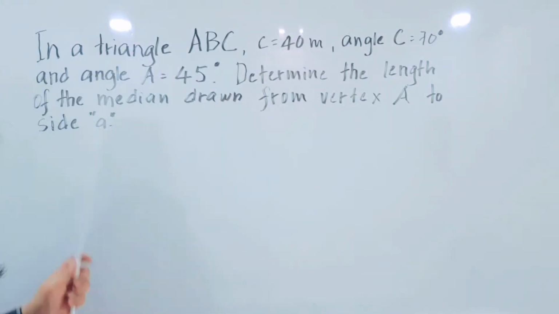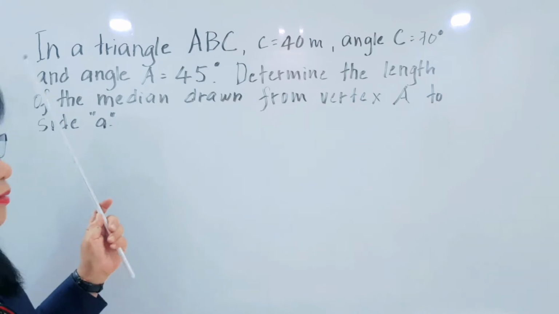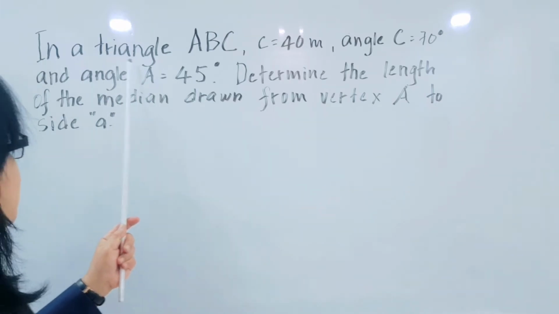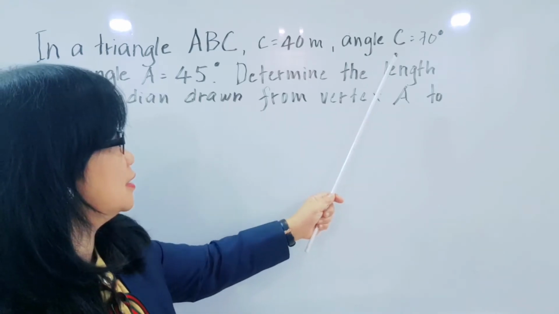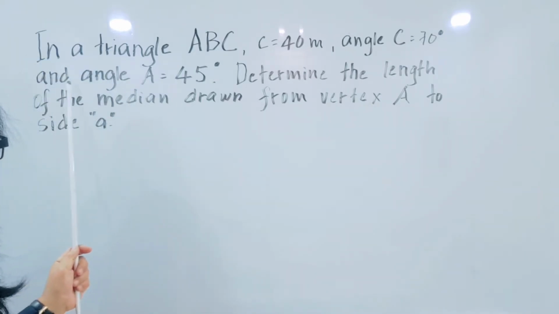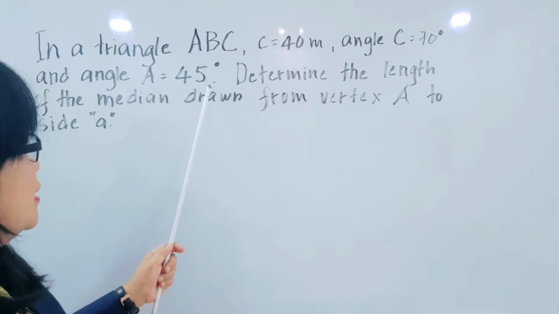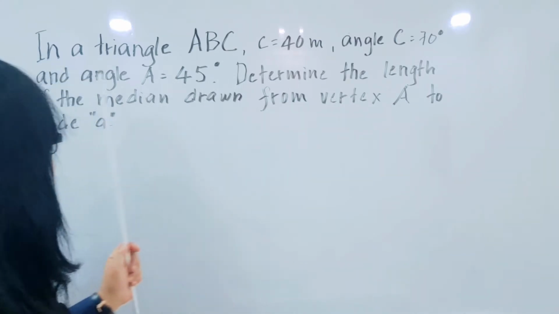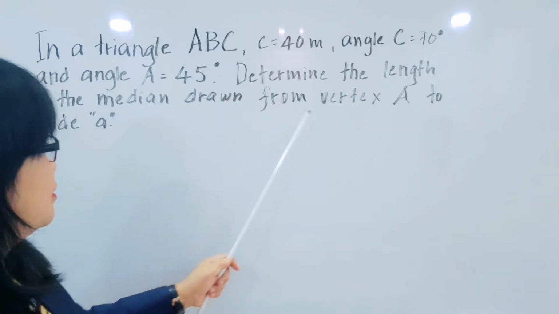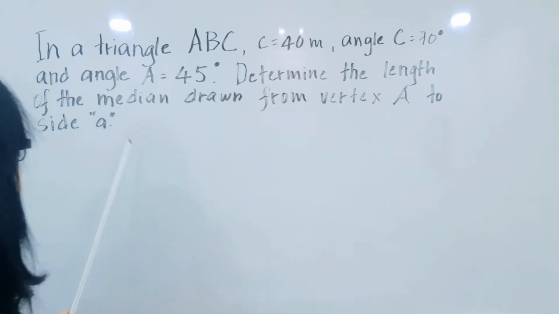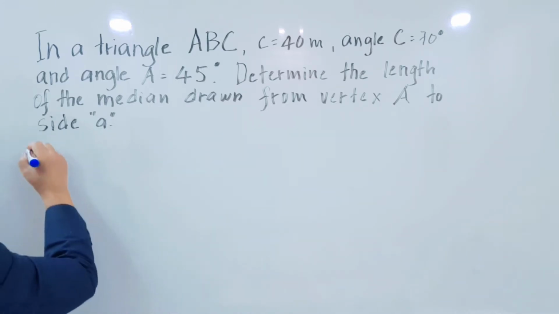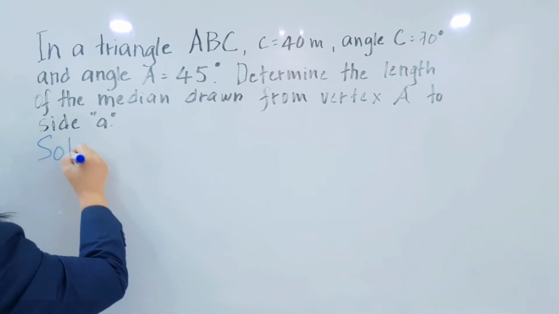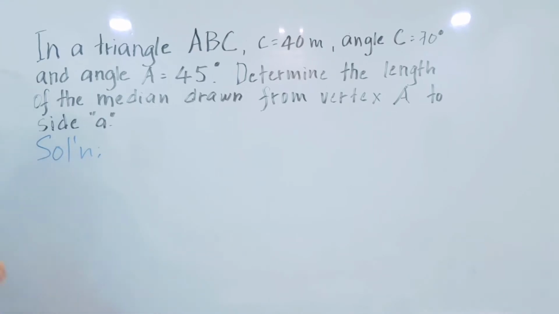Then, here, our first example: in a triangle ABC, C is equal to 40 meter, angle C is equal to 70 degrees, and angle A is equal to 45 degrees. Determine the length of the median drawn from the vertex A to the side A. That means, if we will solve this one, of course, the first step is to make the sketch of the triangle.